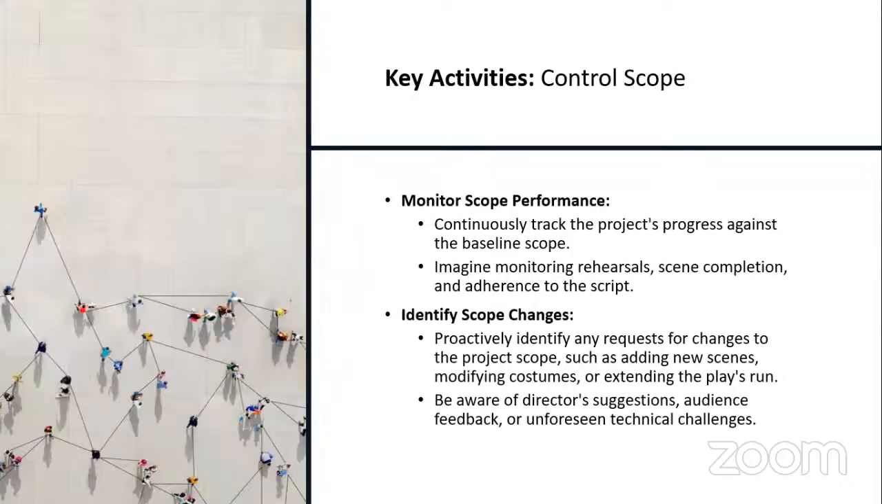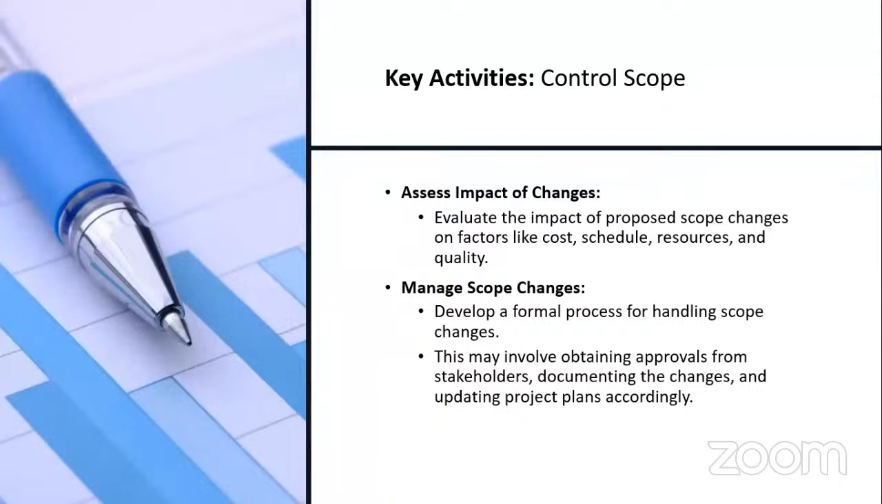Now, what are the key activities here? The key activities: monitor scope performance. Scope is the work to be done, so monitor the performance. Number two is identify the possible changes that will come up, and then be sure to deal with them proactively. Remember that changes in themselves are risks, so you need to provide proactive means of dealing with them. Then assess the impact of these changes. Where you need to approve, you approve. Where you need to reject, you reject. Remember that. Manage the scope changes as the case may be. Develop a formal process for handling scope. This may involve obtaining approvals from stakeholders, documenting the changes, and updating project plans accordingly.